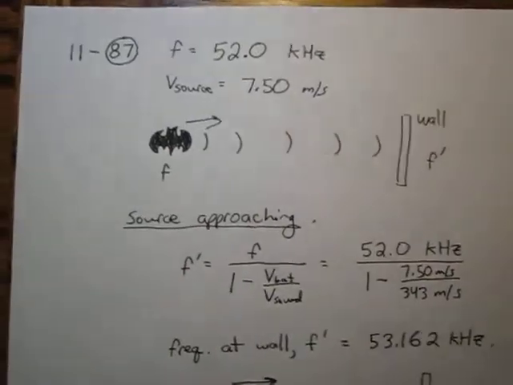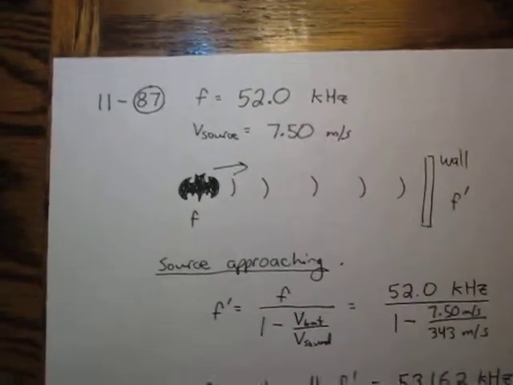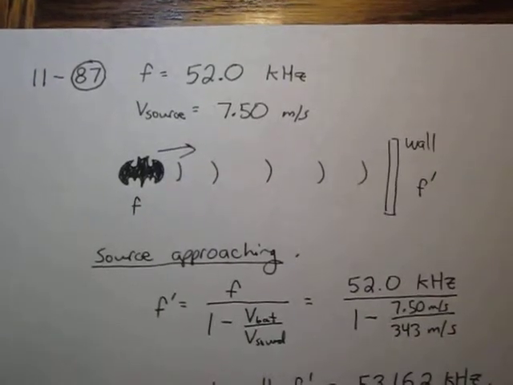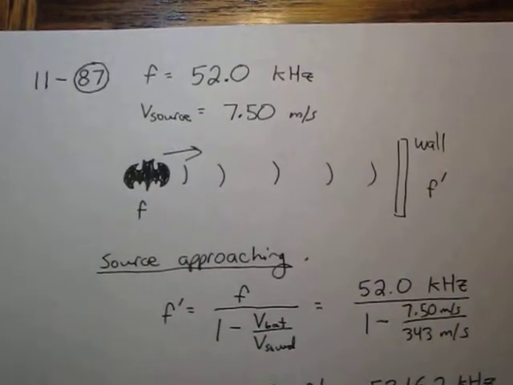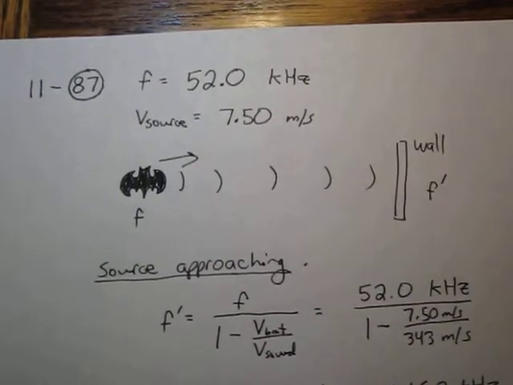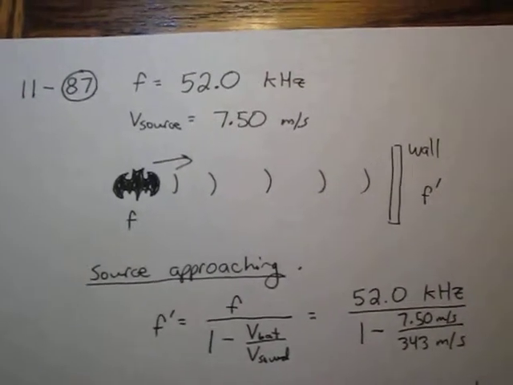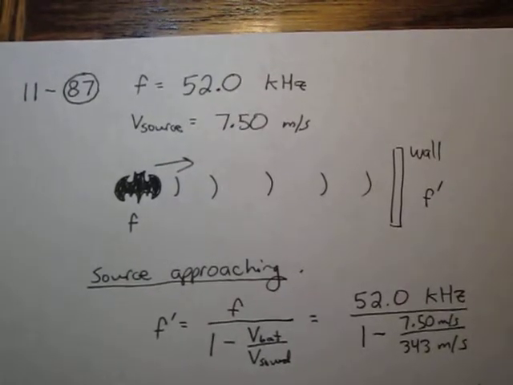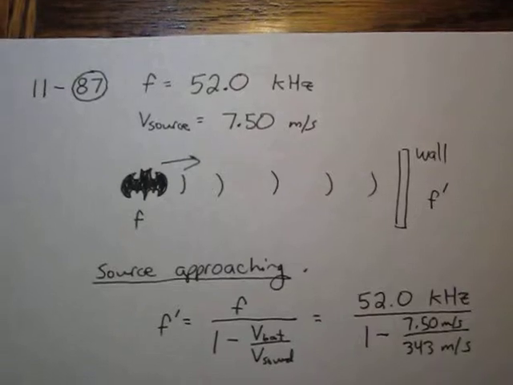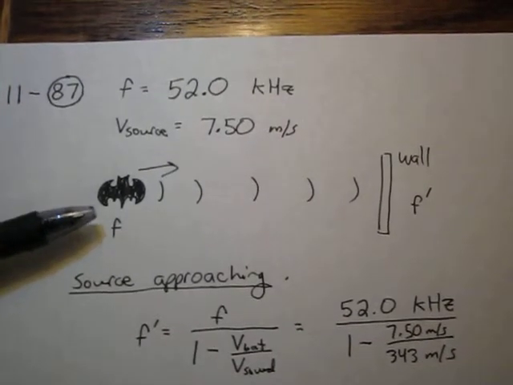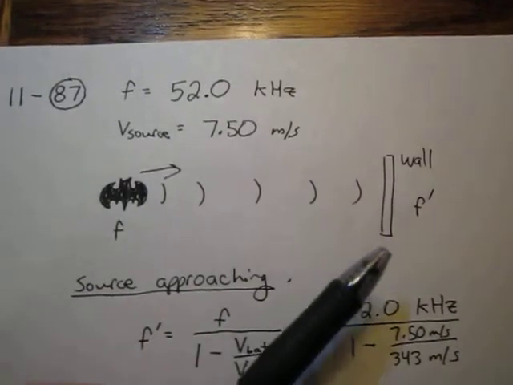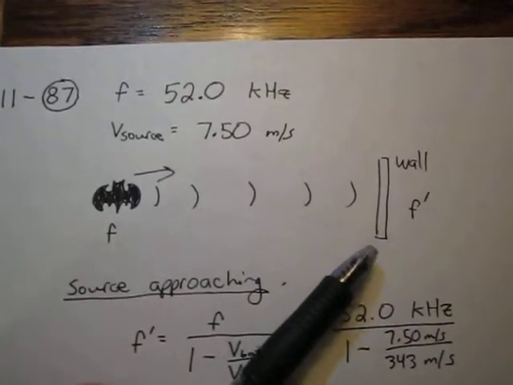Number 87. This is a level 3 problem. The emitted frequency is 52 kilohertz. The speed of the source, or the speed of the bat, is 7.50 meters per second. What we're dealing with is, first, there is the frequency as it's reflected off the wall. So the bat is moving towards the wall. It's emitting a frequency f. When the waves get to the wall, they are at a frequency f prime.